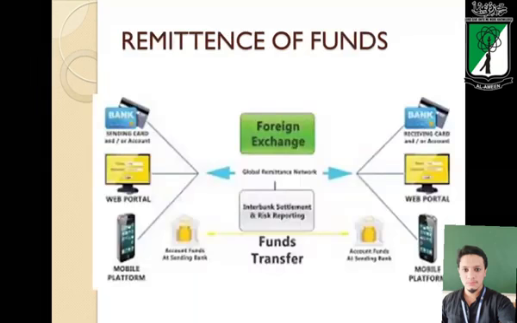Then the fourth point, that is remittance of fund. Remittance of fund means providing the facility of fund transfers from one account to another and from one place to another on account of the interconnectivity of branches.